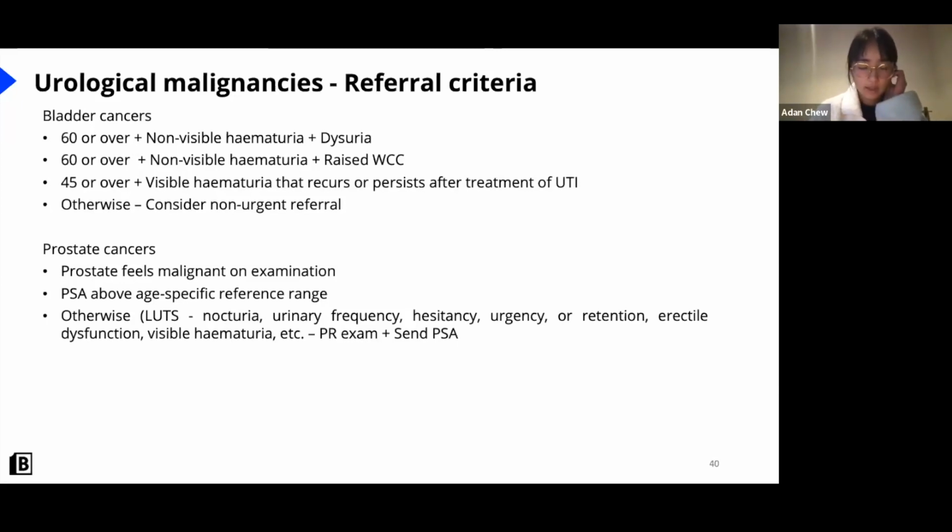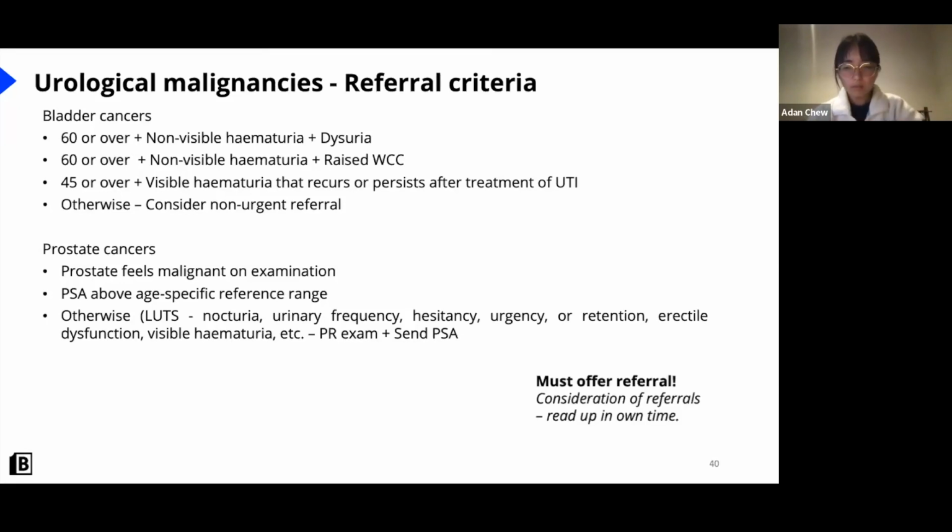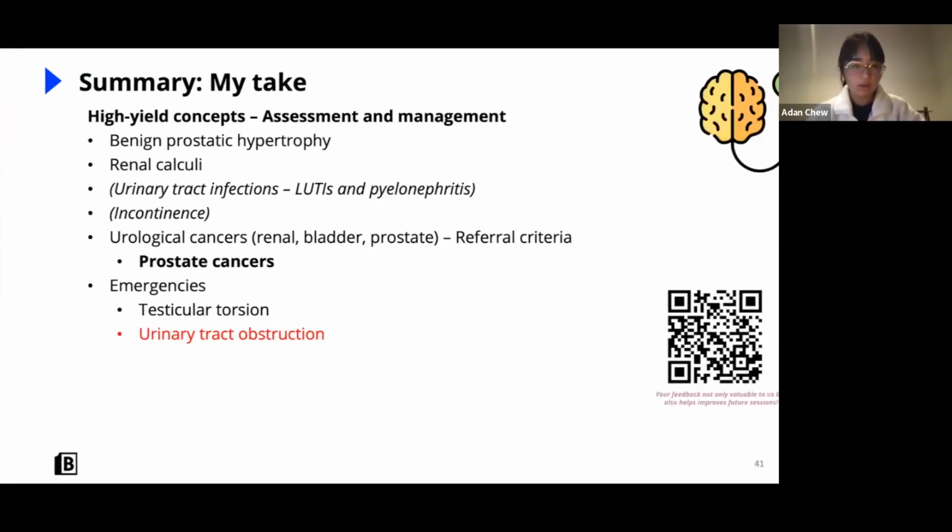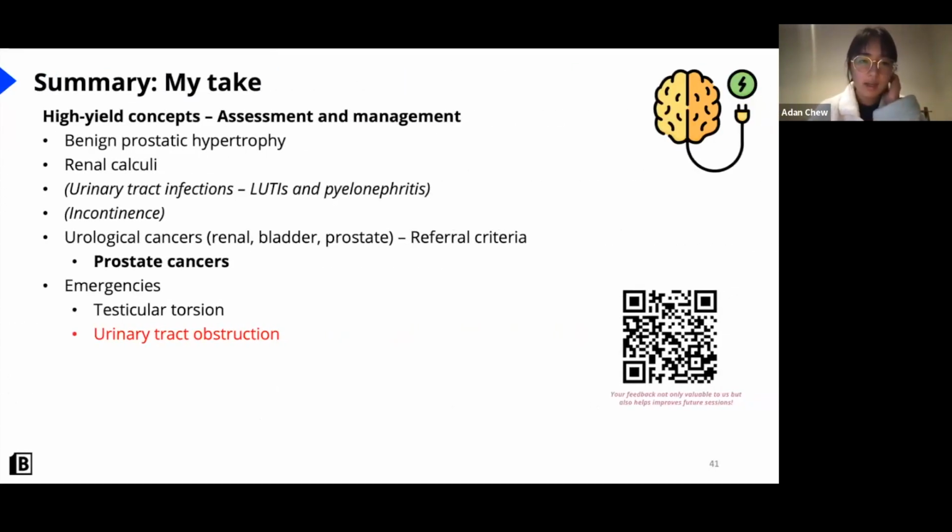Prostate cancers, again, the 2 criteria that we've mentioned in the flow chart: if the prostate feels malignant on DRE exam, or the PSA is above the age-specific reference range. Otherwise, if they have any lower urinary tract symptoms, such as all of these, you would do a PR exam and send a PSA, as we've done in the last case. So yes, that's basically the summary.